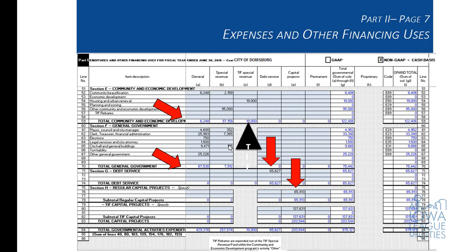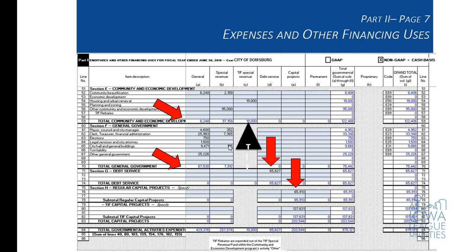The next section H is for the capital projects. And this is called regular capital projects because we want it all in the governmental side, not on the enterprise side. You see it's still blank over there. This is where we're going to put all the capital projects for the regular government. And that is separate from the TIF capital projects, which you can see on line 79. So if you had a TIF capital project in the general fund, it would be on lines 79 through 82.